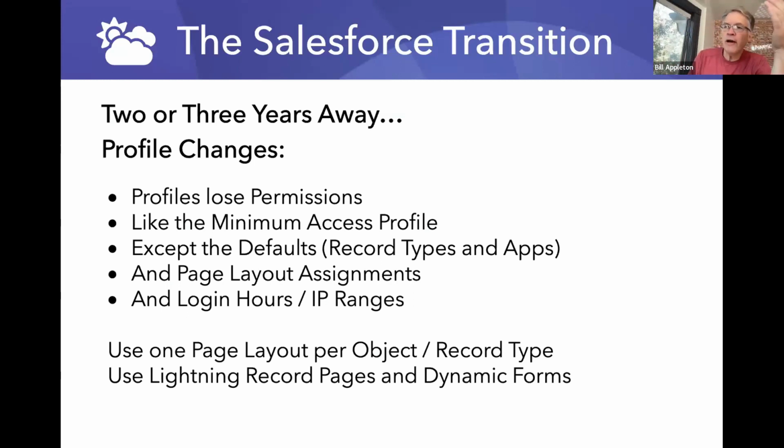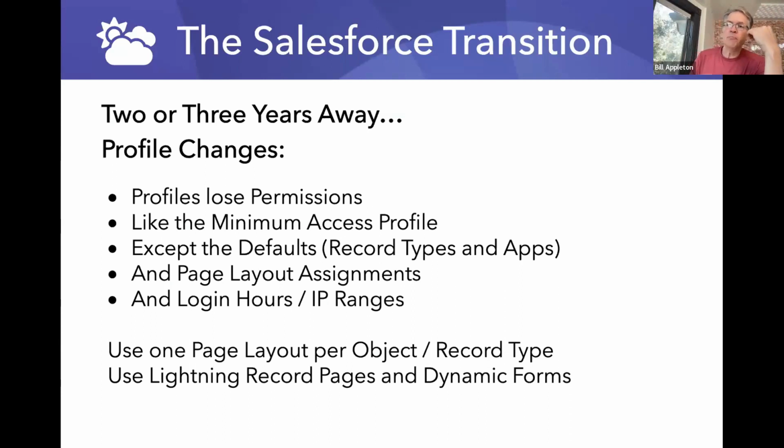And they want the profile of the future to look like the minimum access profile. In other words, it has no permissions. There are some exceptions to this that are important. One is that your default record types and applications would still have to be in a profile because that won't work for a permission set, because that's a unique setting. And your page layout assignments, which touch both objects and record types on the one hand and page layouts on the other, they have to be, for the same reason, in the profile. And also your login hours and IP ranges.